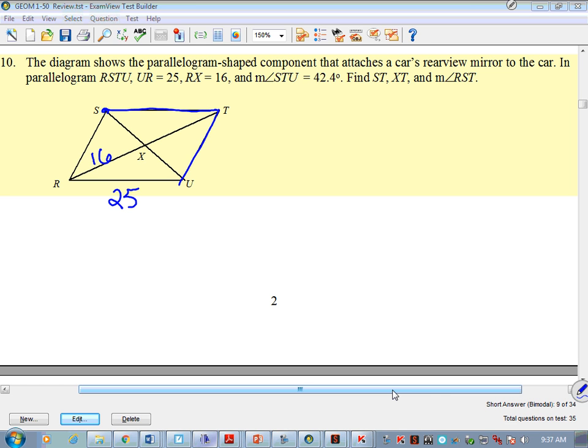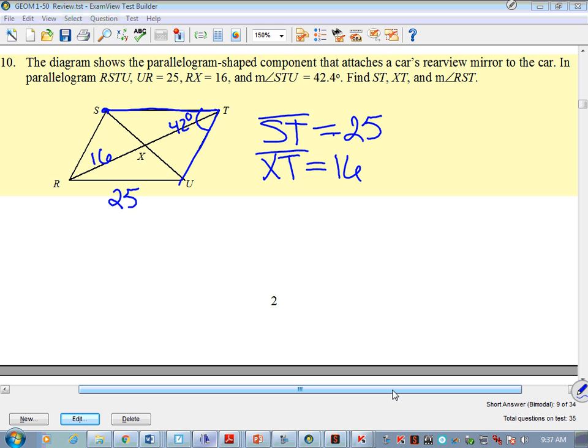STU, this guy right here is 42 degrees. Okay, we want to find ST. Because I know the 4 rules of parallelograms, and opposite sides are congruent, I know that ST is equal to RU, so therefore it is 25. Okay, XT, I know that diagonals bisect each other, so if RX is 16, then XT must also be 16. Definition of a bisector.